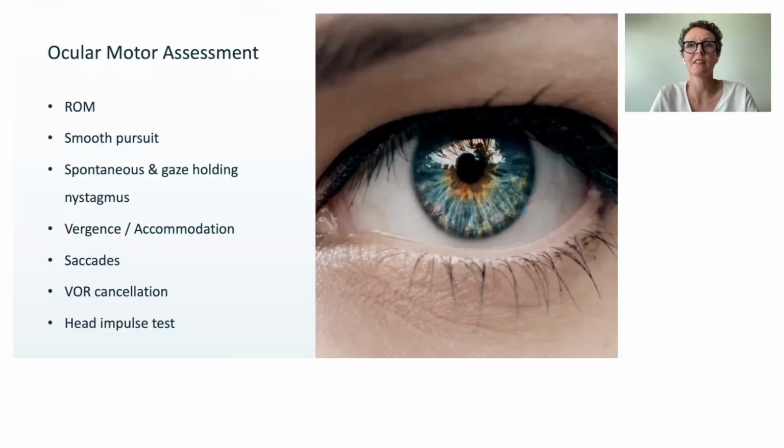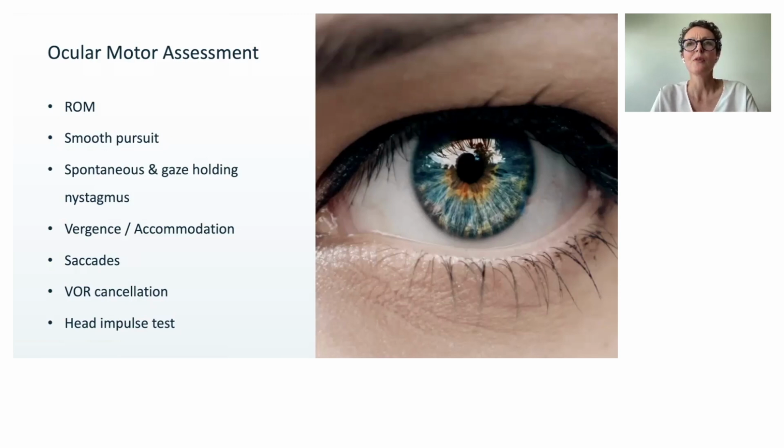So spontaneous nystagmus, you're just getting the person to sit still, looking straight ahead and observing for the presence of any nystagmus. Gaze holding nystagmus is where you're getting them to look to the side about 30 degrees each direction, side to side, and also up and down, and you hold it there and look again for the presence of nystagmus. Just make sure you don't go right to the edge of the periphery, or you may get a bit of end range nystagmus, which will affect your results.